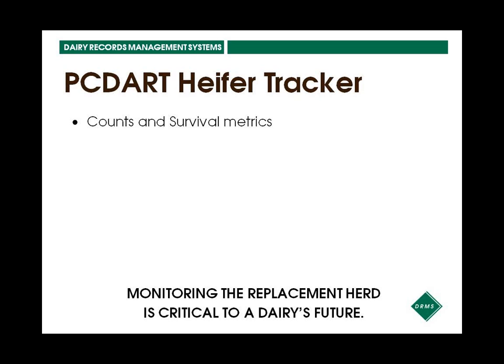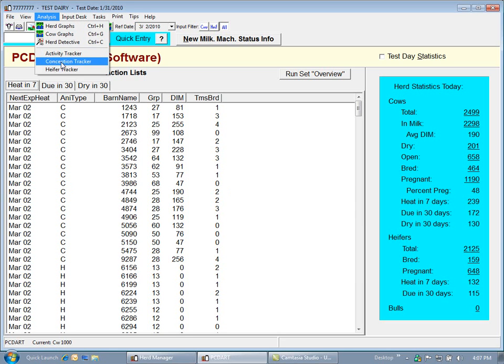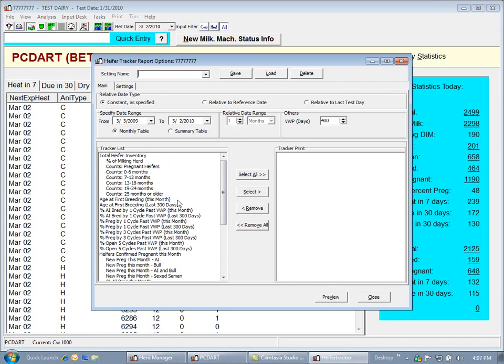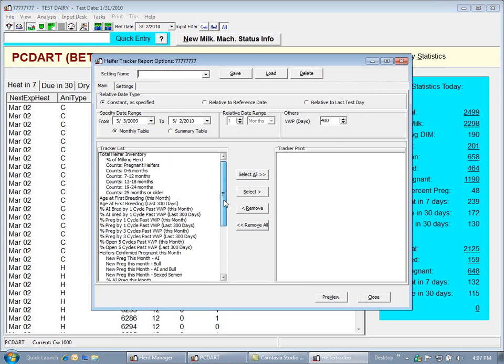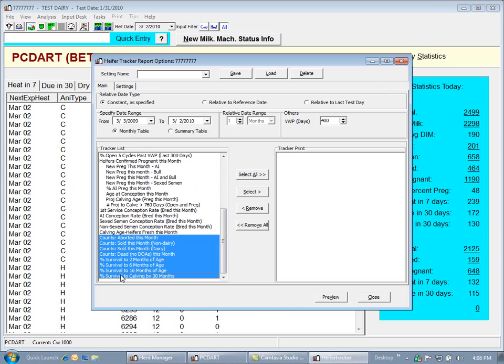The purpose of this video is to look at the counts and survival metrics within HeiferTracker. HeiferTracker is one of the tracker series within PCDART, and it can be accessed by choosing the analysis menu and then simply selecting HeiferTracker. Again, other aspects of HeiferTracker are reviewed in different videos. This one we're simply going to look at the counts listed at the bottom and the survival analysis.